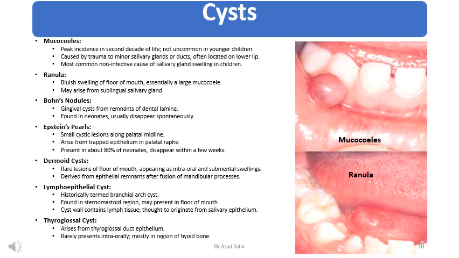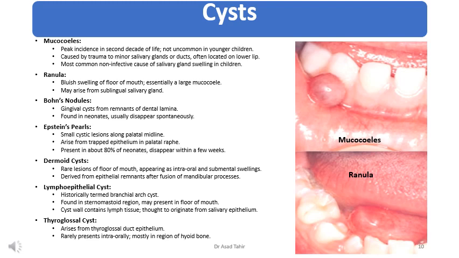Cysts. Mucoceles. Peak incidence is in the second decade of life, though not uncommon in younger children. Caused by trauma to minor salivary glands or ducts, often located on the lower lip. Most common non-infective cause of salivary gland swelling in children. Ranula: a bluish swelling of the floor of the mouth, essentially a large mucocele. May arise from the sublingual salivary gland.